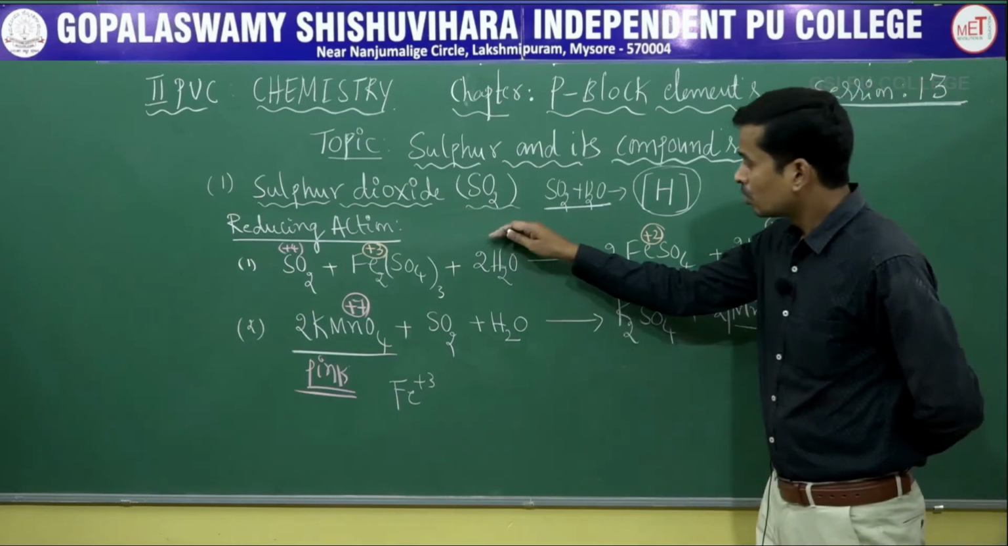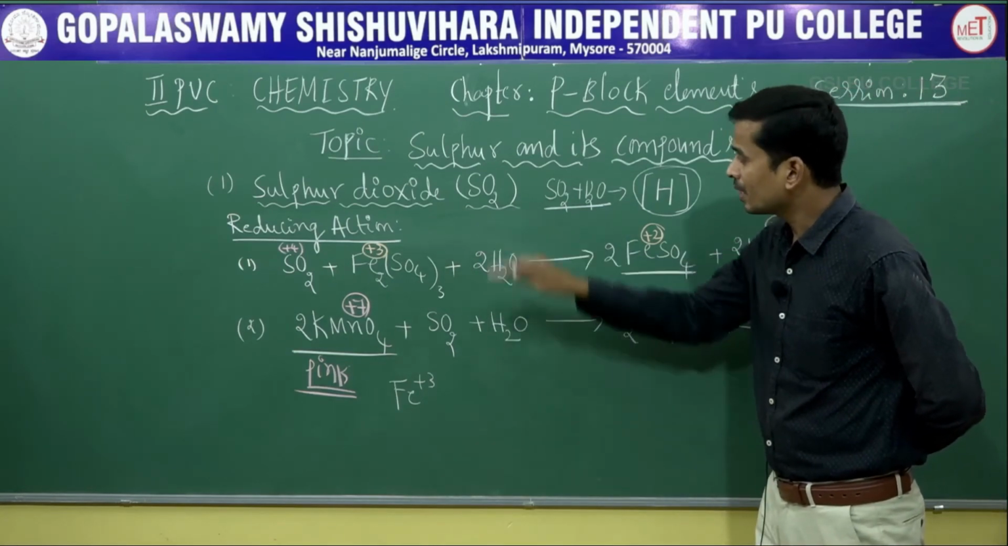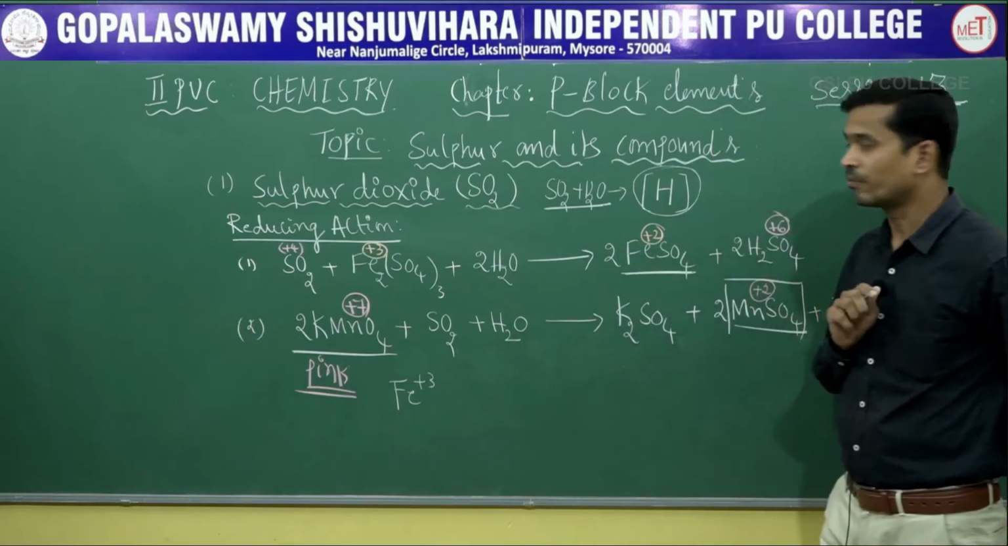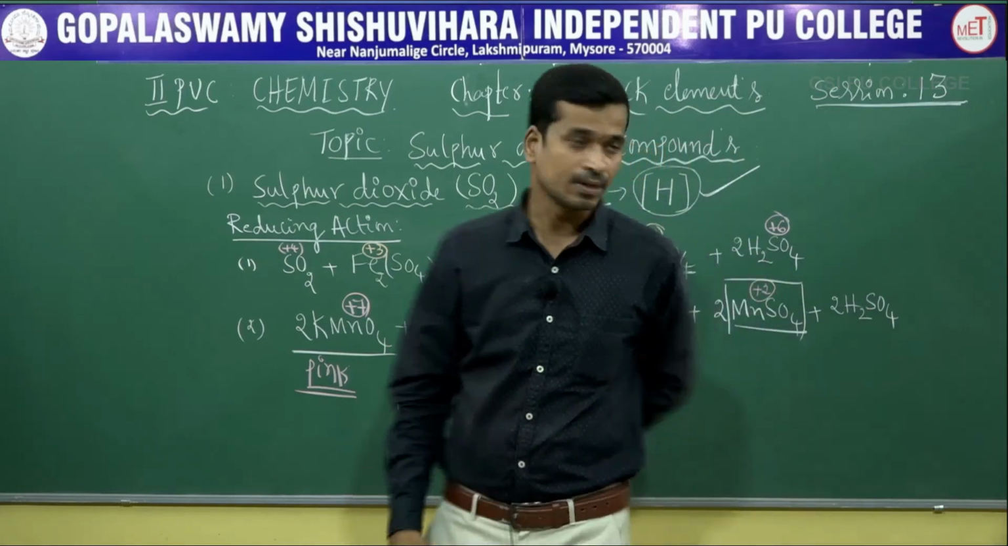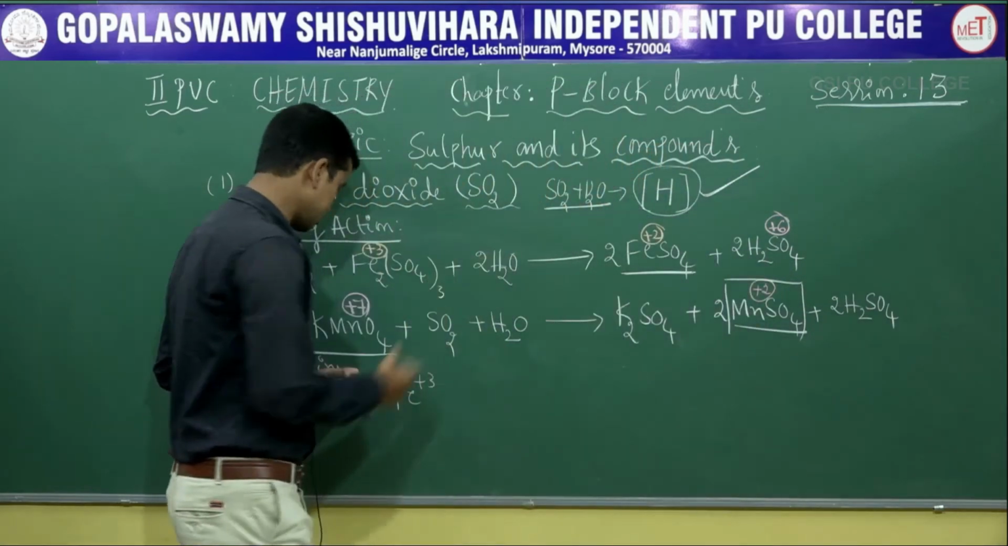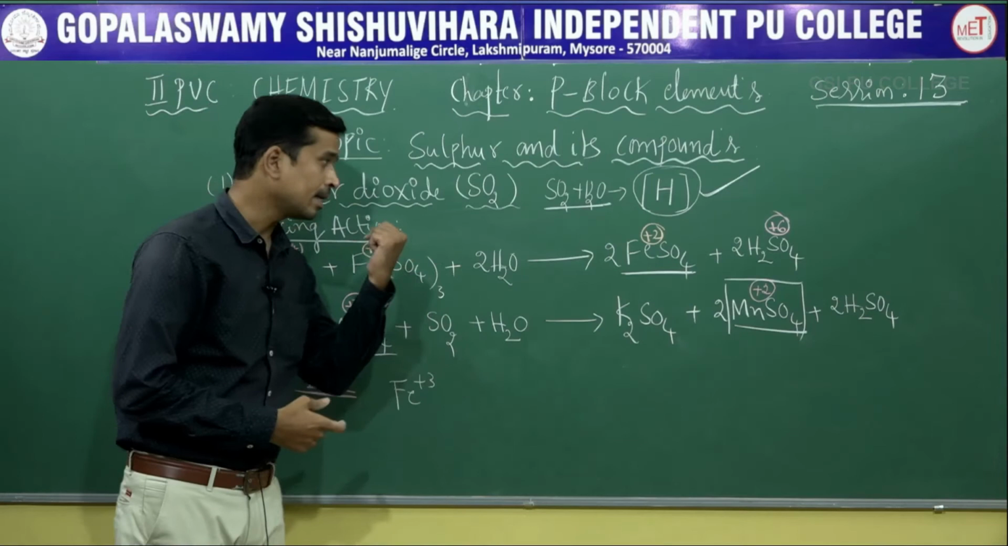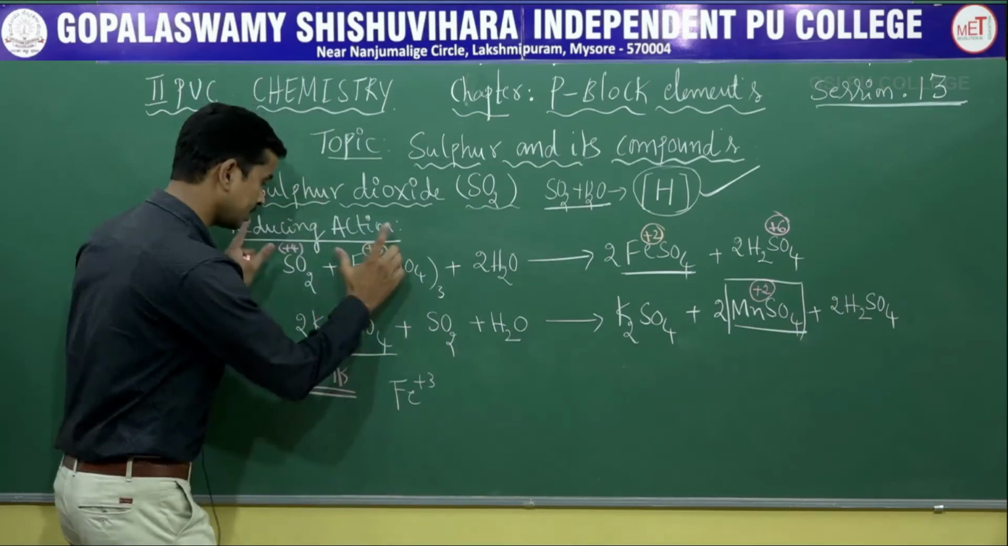These are the two important reducing reactions of sulfur dioxide due to formation of nascent hydrogen. First, ferric to ferrous; second, KMnO4 to MnSO4. You have to concentrate on this.